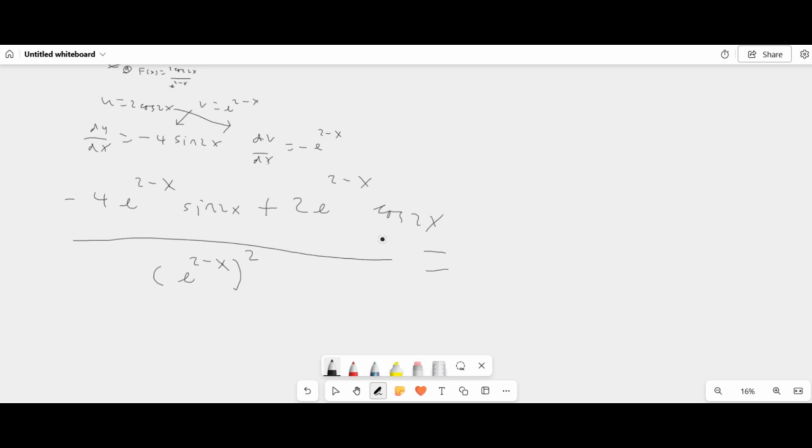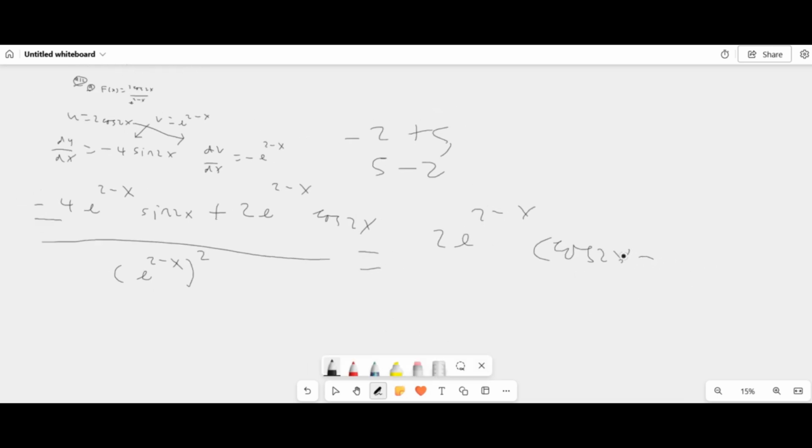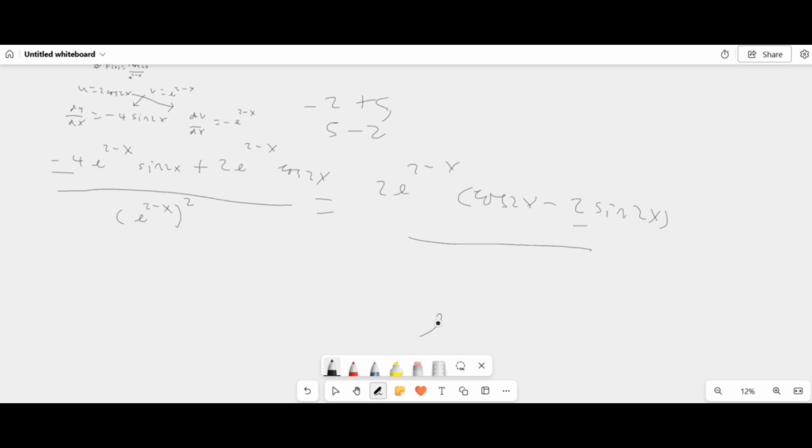And now what you need to do is take out 2 e to the power 2 minus x here. So 2 e to the power 2 minus x, open bracket. Bring the cos first, so cos 2x, because you already took out the 2 e to the power 2 minus x here, and then negative 2 sine 2x here. Of course, we've got 2 left over because we took out 2 and it was 4 originally. And then all of that over e to the power of 2 minus x squared here. Safe.